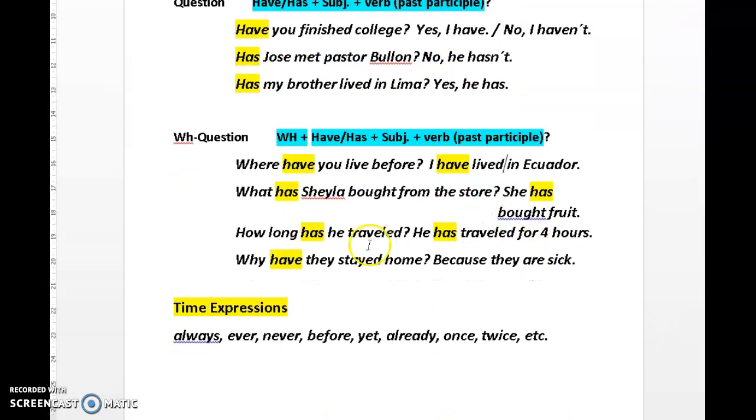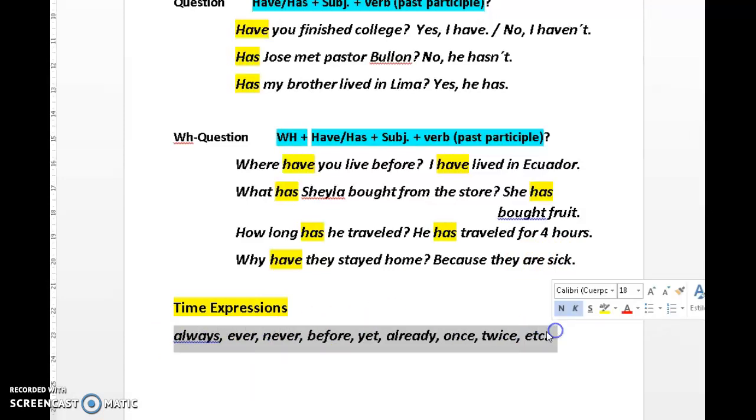How long has he traveled? He has traveled for 4 hours. Why have they stayed home? Because they are sick. These are the time expressions for the present perfect simple. Always, ever, never, before, yet, already, once, twice, etc.